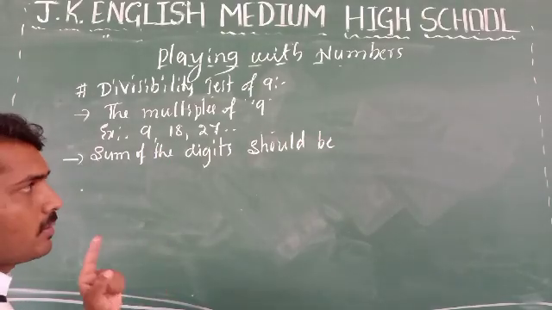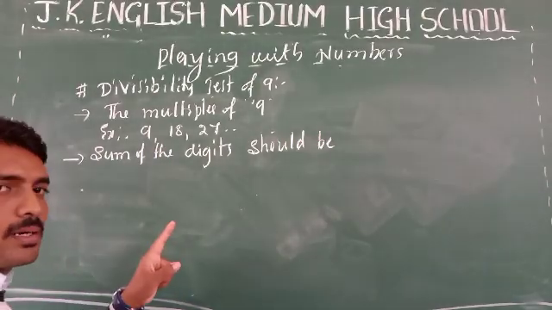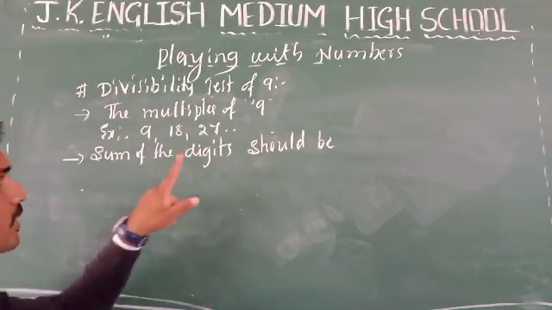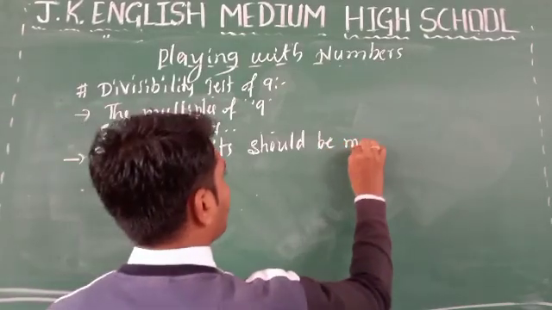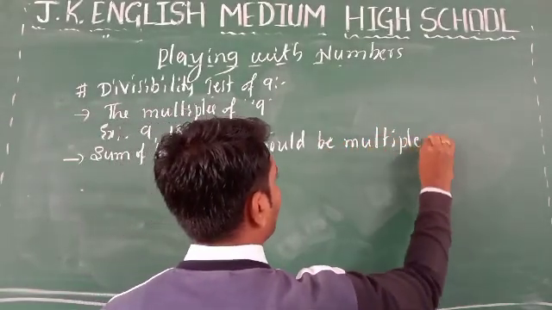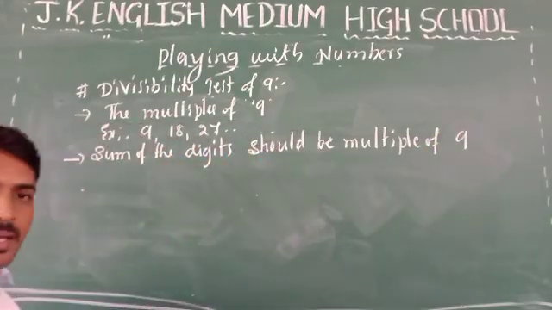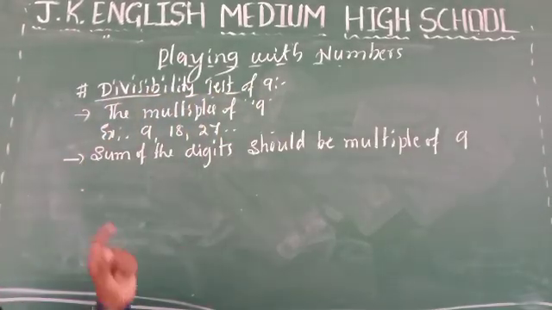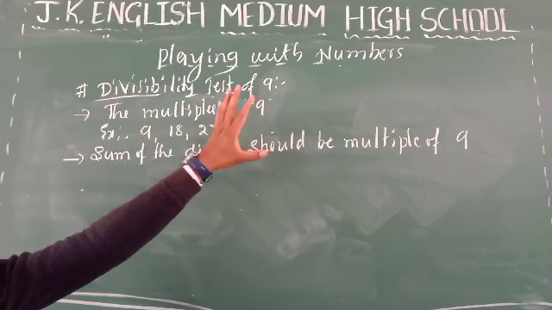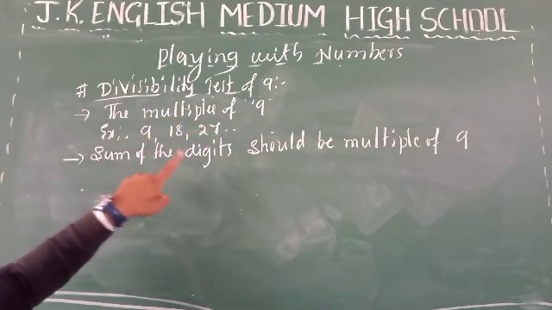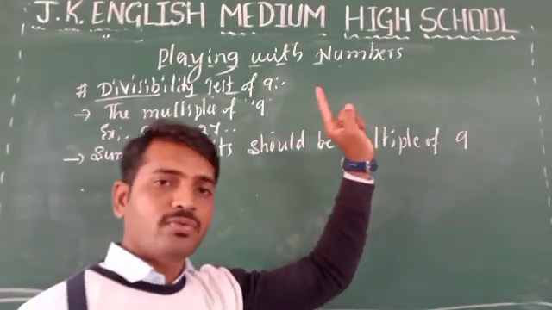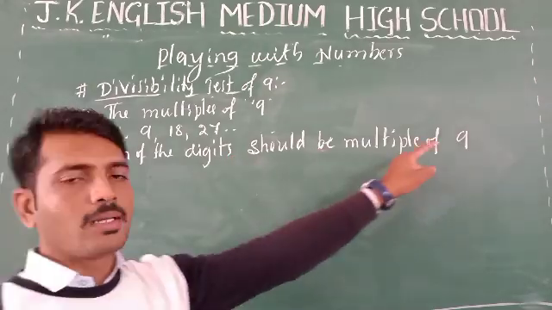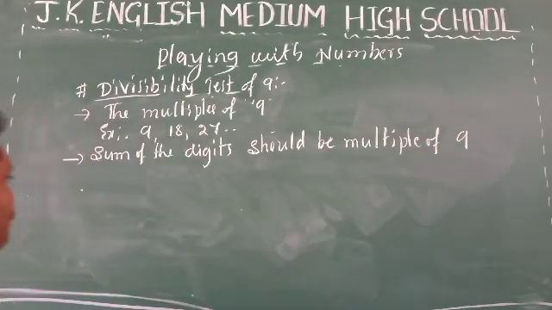So normally we use the divisibility test of 3. If we add the digits, the addition should be a multiple of 3. But here, for 9, the sum of the digits should be 9, so that number should be a multiple of 9. We apply the same rules and the same steps as in the test for 3, but here the sum of the digits should be a multiple of 9.